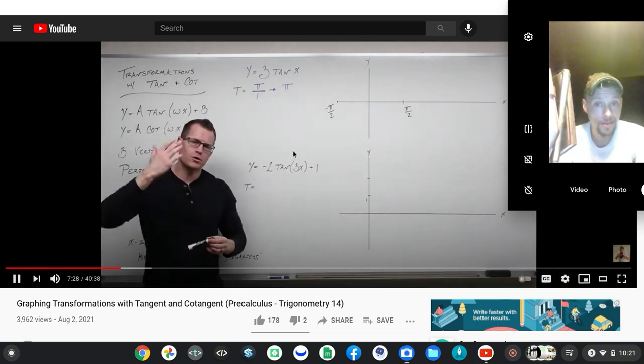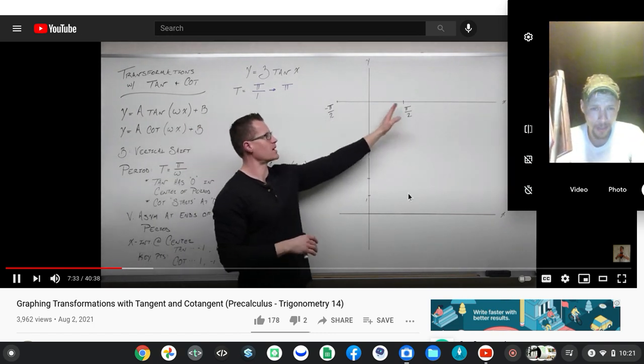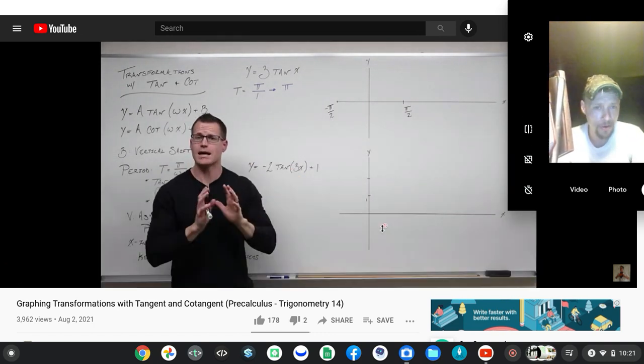Now that we've determined we have no vertical shift, we have this period of pi. I want you to think about sitting it from negative pi over 2 to positive pi over 2, on here. You have to be graphing. Yes, that is a period of pi.